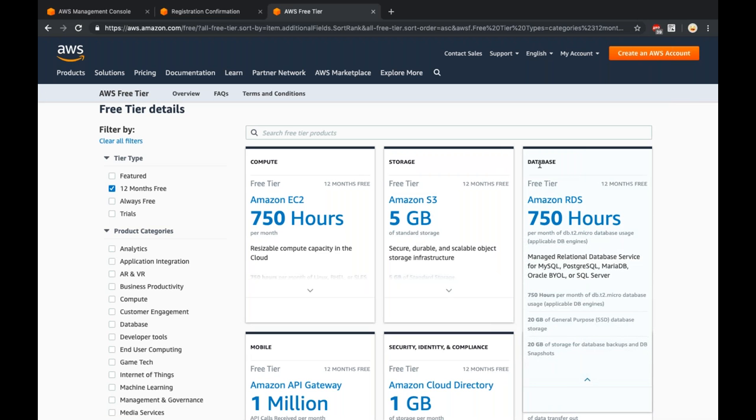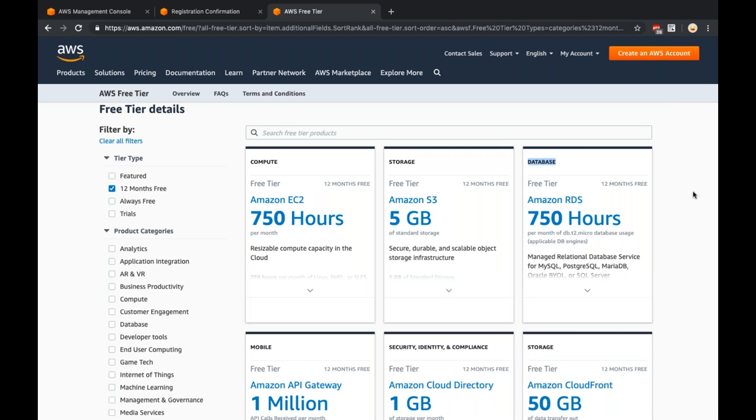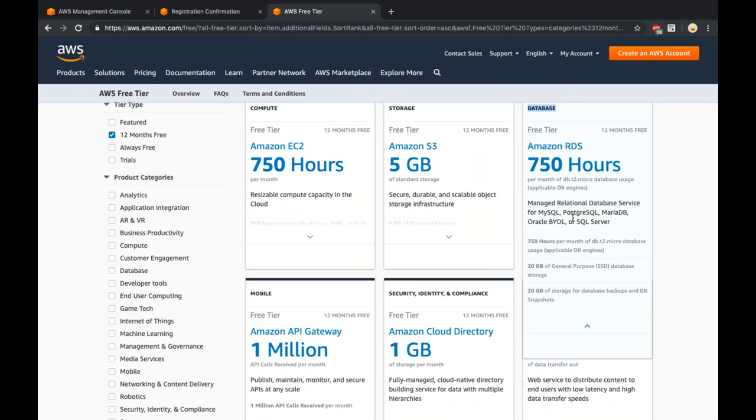Third is a database service, that is Amazon Managed Database Service. You don't need to design all these kinds of servers, and then you don't need to install the database here, like MySQL, PostgreSQL, MariaDB, Oracle, and Microsoft SQL Server. Here you don't need to install all the servers. It comes with pre-installed Amazon Managed Services.